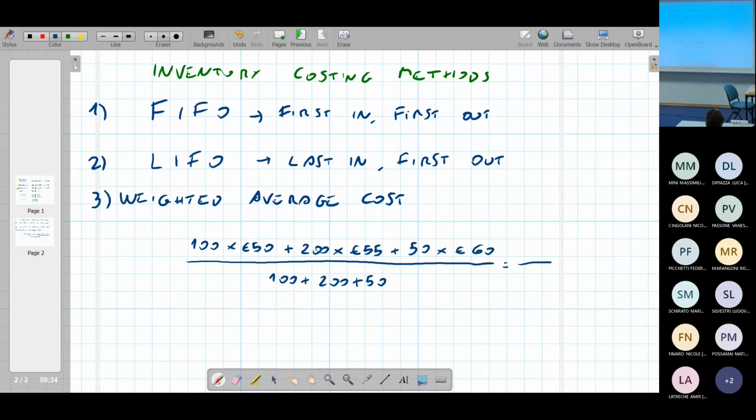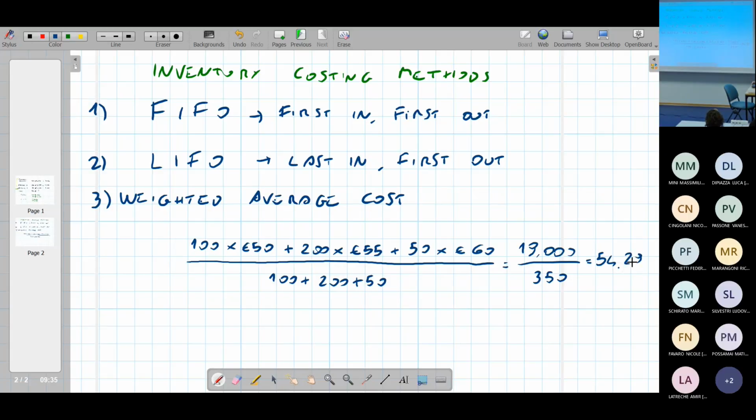So this is equal to 19,000, which is the value of the inventory in euros, divided by the quantities, which is 350 units. So that's 54.29. Okay, that's the average cost.